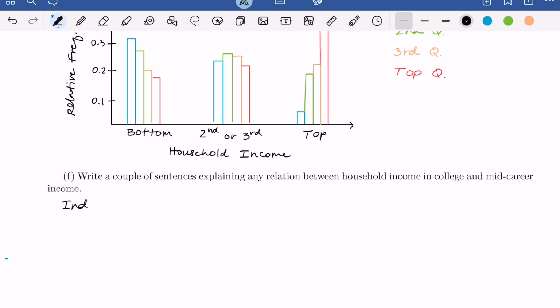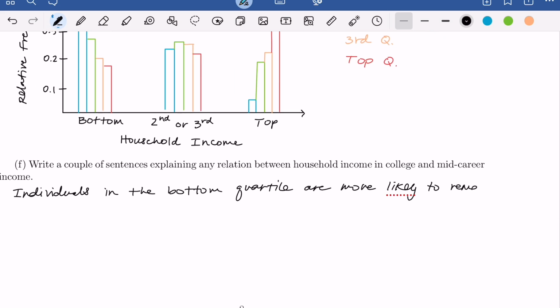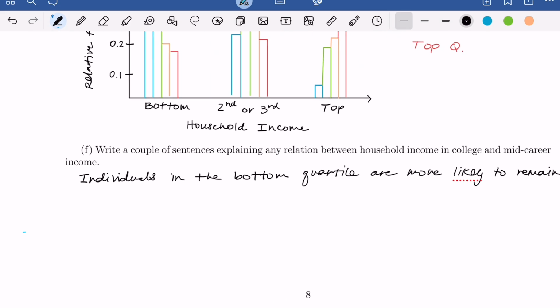So we'll say, individuals in the bottom quartile are, let's say, more likely to remain there. And the same goes for individuals in the top quartile.